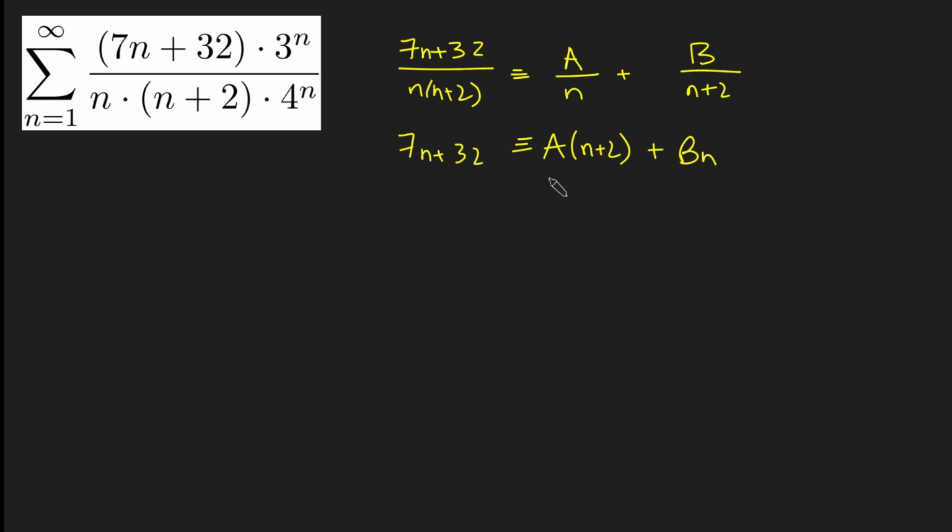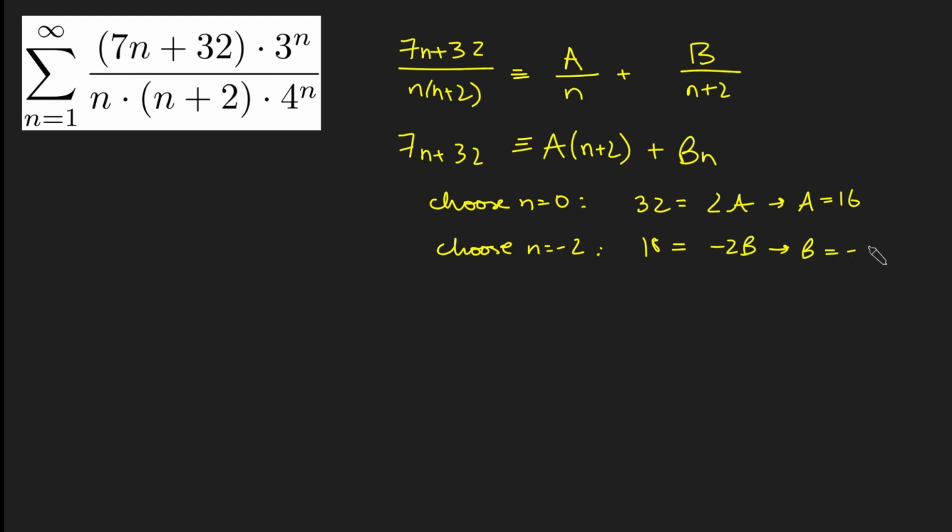Now I can just choose different values for n. If I choose n is 0, on the left side I get 32, and on the right side I have 2a, and so that means that a is 16. And if I now choose n is minus 2, on the left hand side I have minus 14 plus 32, which is 18, equals, on the right hand side, just minus 2b, and so that means that b is minus 9.